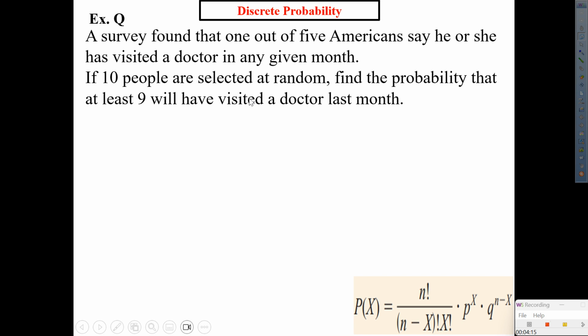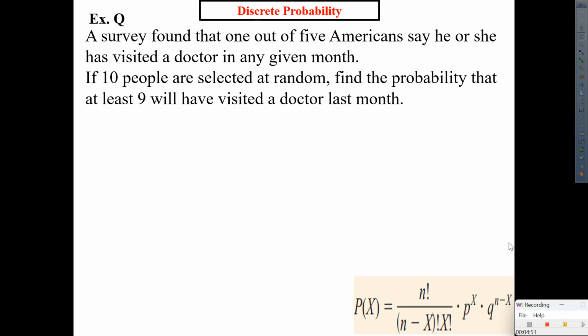Copy this one on your paper, please, example Q. Copy the whole thing. It's very similar to one we did, but you're going to see the difference today. A survey found that 1 out of 5 Americans say he or she has visited a doctor in any given month. If 10 people are selected at random, find the probability that at least 9 will have visited a doctor last month.